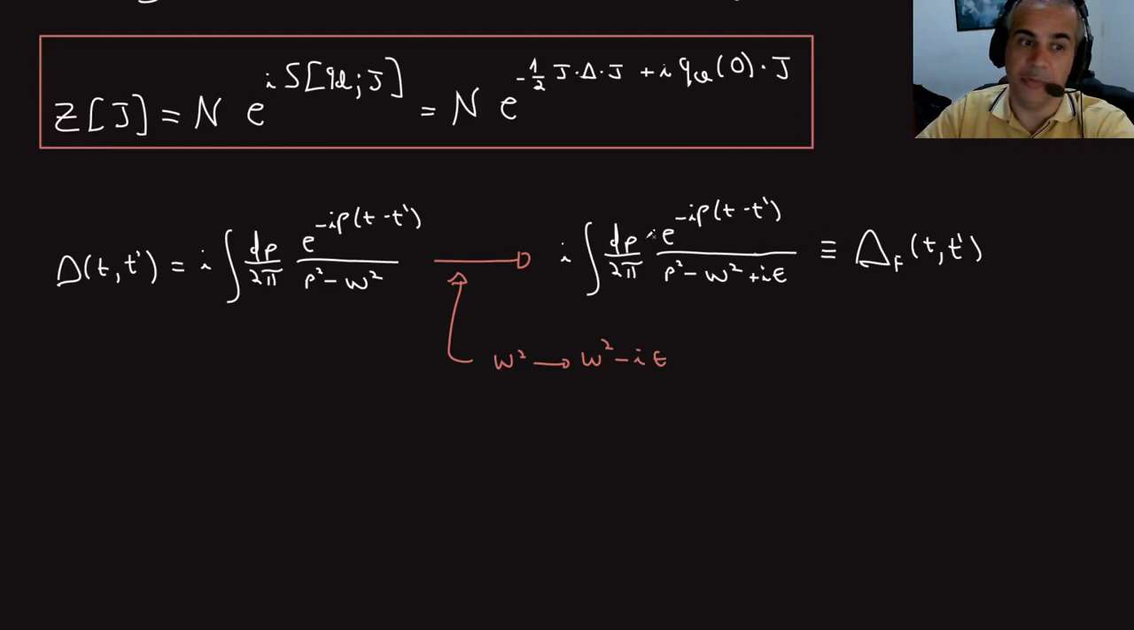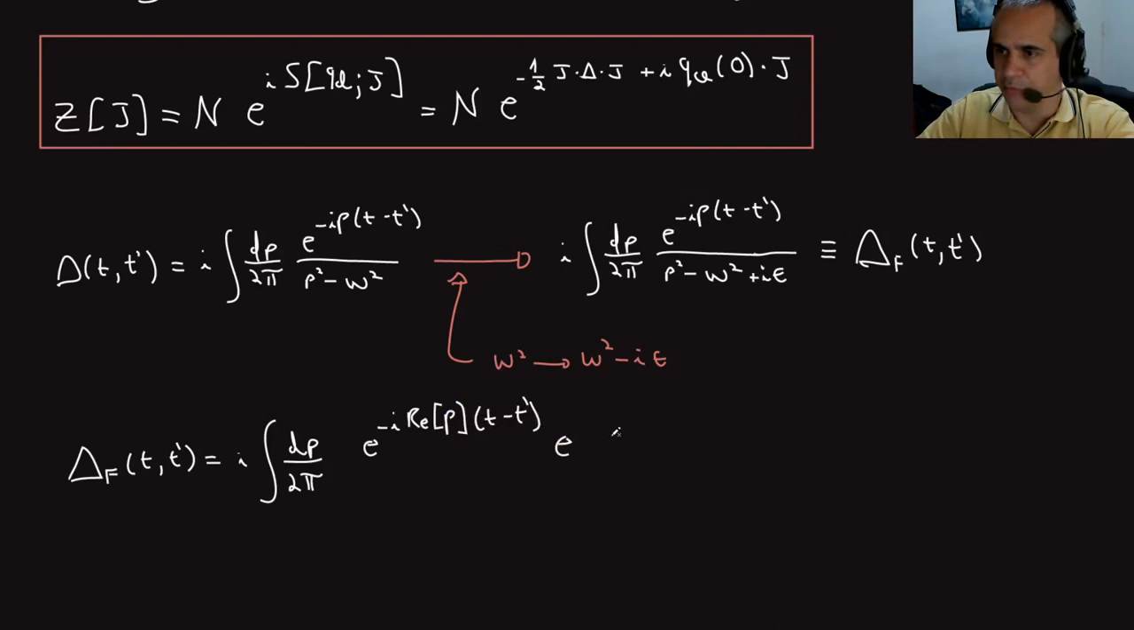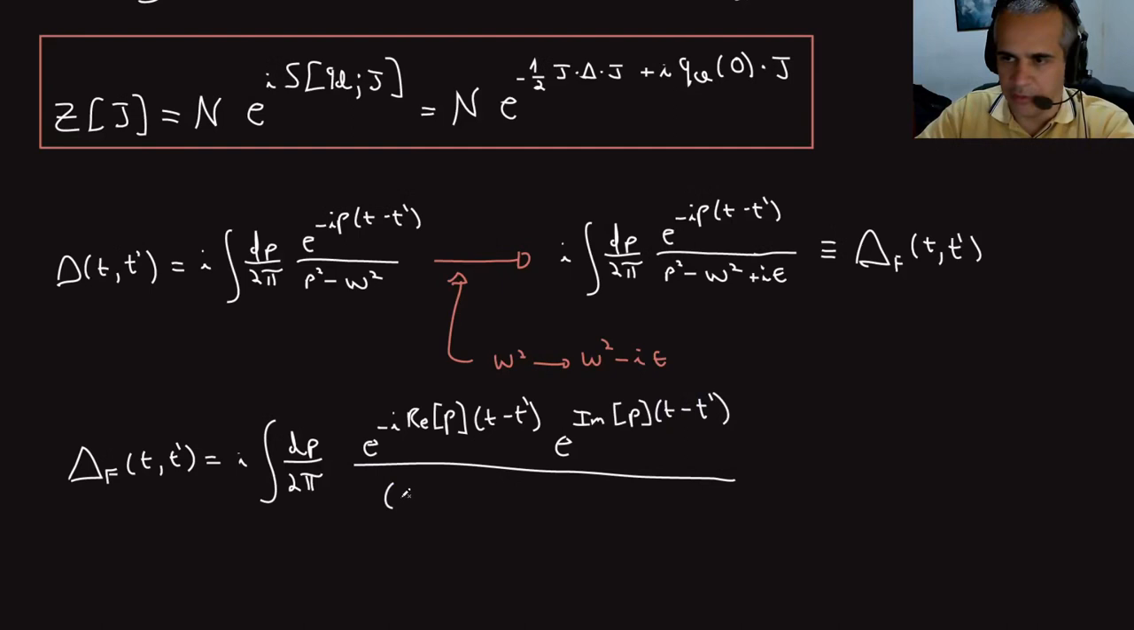So if I do it properly, what I have now for delta F t t prime is this integral of dp over 2 pi. And now separate the real part of p. I'm doing the analytic extension of p into the complex plane. So now I have the real part of p times t minus t prime. I have the exponential of the imaginary part of p, taking care of the minus i with the i that was in front of the imaginary part of p, times t minus t prime, over, and then I can factor these two terms: p plus omega minus i epsilon and p minus omega plus i epsilon.